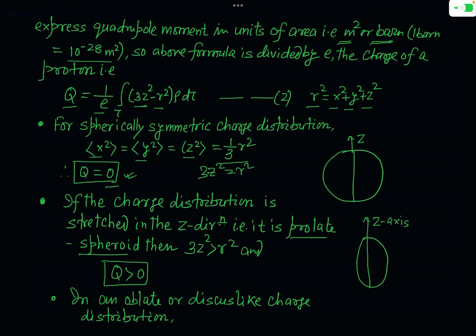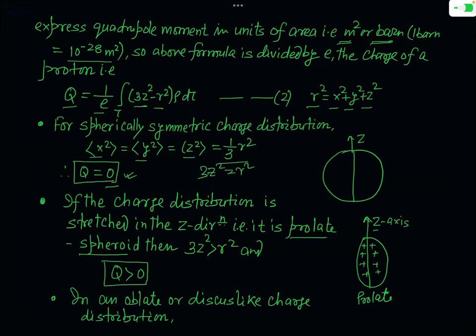Okay. Now let us consider that the charge distribution of the nucleus is stretched along this symmetry axis, that is the z axis. You can see here the charge distribution is elongated or stretched in the direction of this z axis. In this condition, if the charge distribution is stretched or elongated in this z direction, then this shape of the nucleus is called prolate shape. This is called prolate, or you can say, just an egg-like shape.